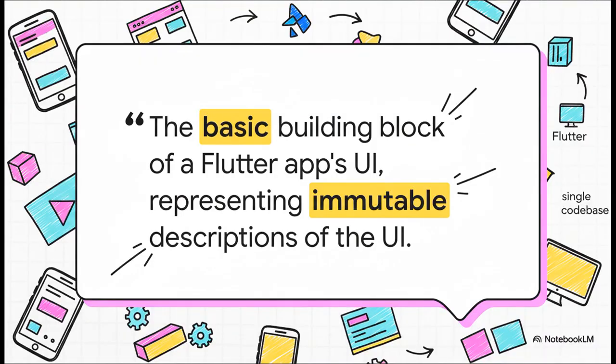Now the key idea here is this phrase, immutable descriptions. It sounds a little technical, but it's simple. Just think of a widget as a blueprint for a piece of your UI. The blueprint itself, the drawing on the paper, it doesn't change, right? It's a fixed plan. All it does is describe what a piece of the UI should look like at one specific moment. What's its color, its size, what text does it have? It's basically a static recipe.